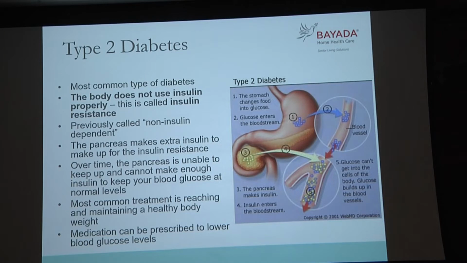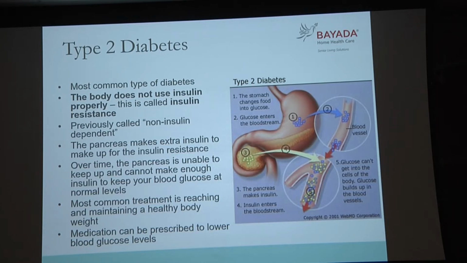So the most common treatment is reaching and maintaining a healthy body weight. That helps with this insulin resistance. And usually that's how type 2 diabetes starts, with a bad diet or being overweight. So that's the way you get it. And then coming back to a healthy body weight helps manage it. And then also medication can be prescribed to lower blood glucose levels. So insulin or some other medications can be used for that.